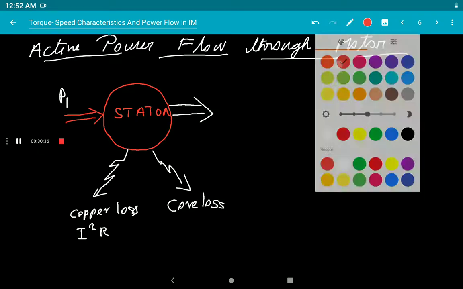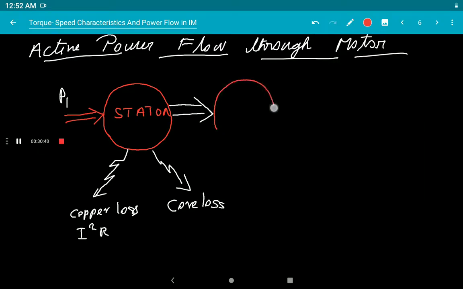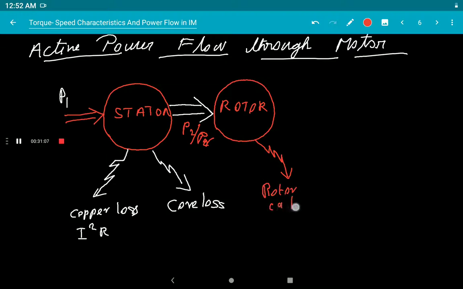and the remaining part goes to the rotor. That input to the rotor is denoted as P2 or PR. We always represent it as P2 or PR. This is the rotor. In the rotor, there will be some loss in the rotor winding also, that is rotor copper loss. And the supply frequency is higher compared to the rotor frequency, which is very low, so the core losses are negligible. So in the rotor there will be rotor copper loss.